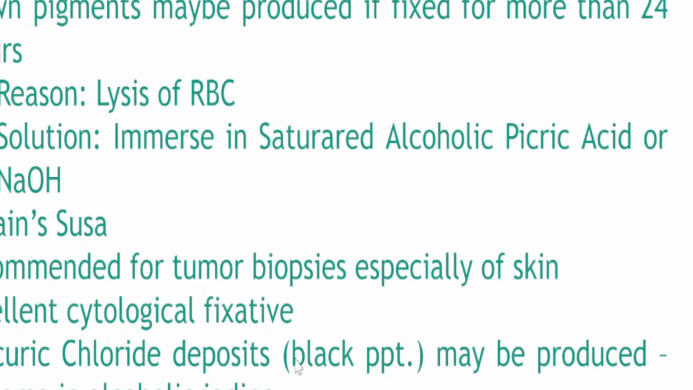Heidenhain-Susa leaves a black precipitate also. Okay. And we move on to the next one, which is B5 fixative. I want you guys to remember B5. B5. Ano yun, sir? B5. Bone marrow. Okay? Bone marrow. B5. B for bone marrow.